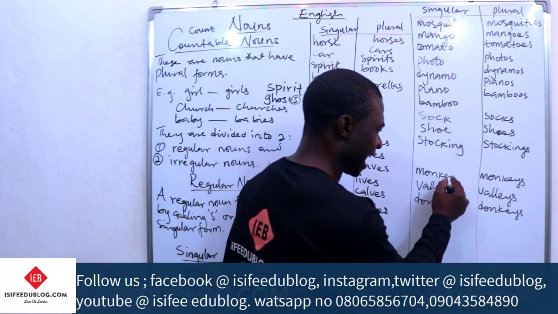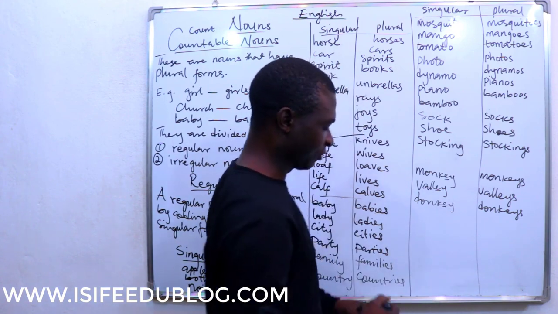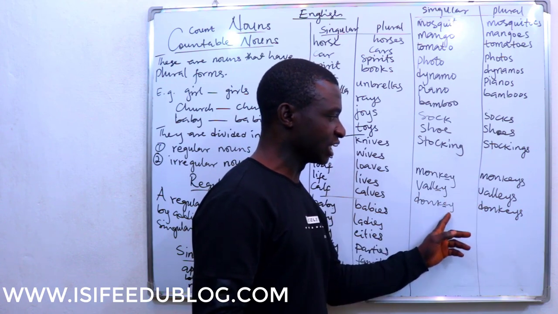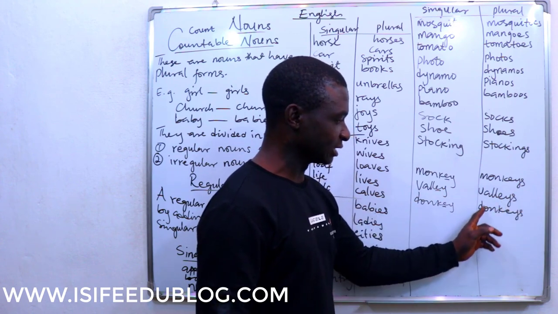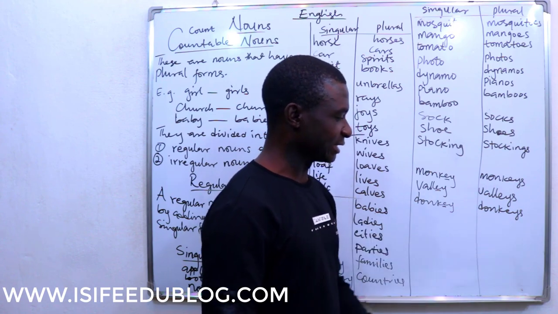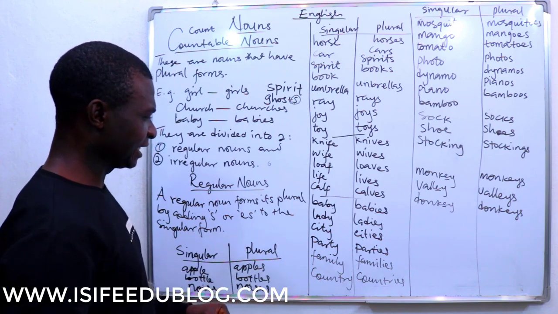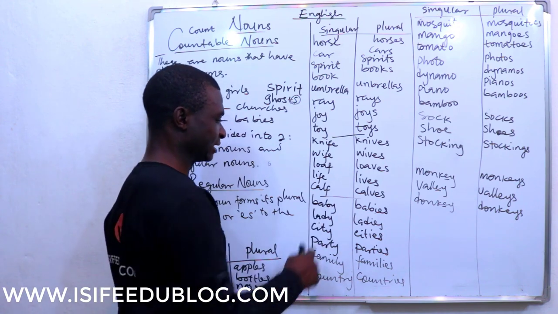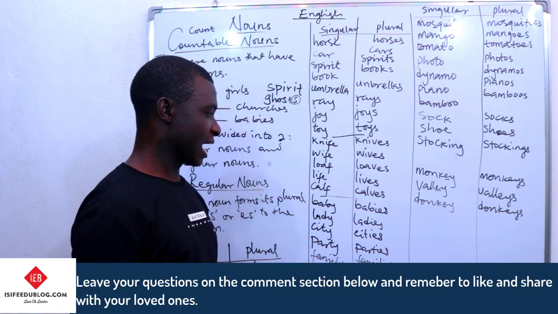These words have a vowel before the Y. The presence of these vowels will not allow the Y to change to I. So that we have monkeys, the Y is retained. Valleys, the Y is retained. Donkeys, the Y is retained. Alright? But in the case of a word ending in Y and the Y comes after a consonant, the Y will change to I.